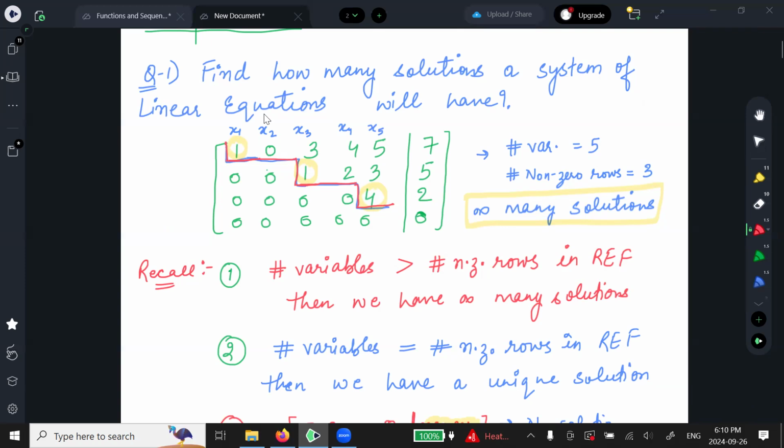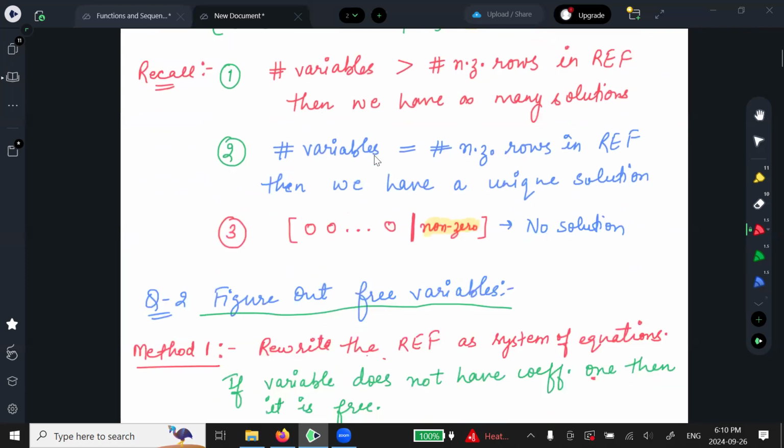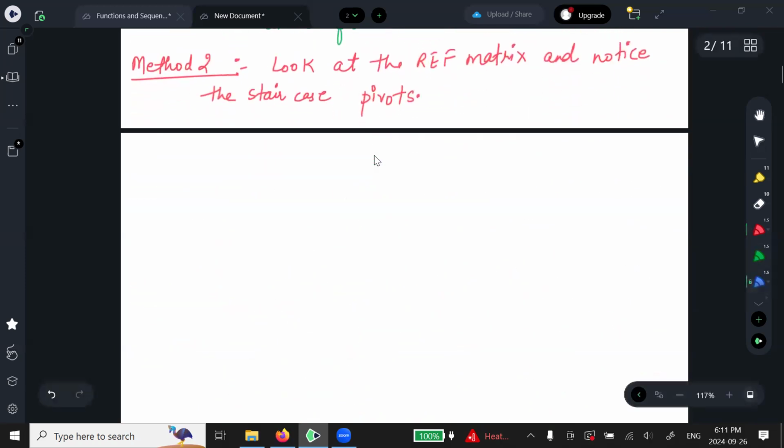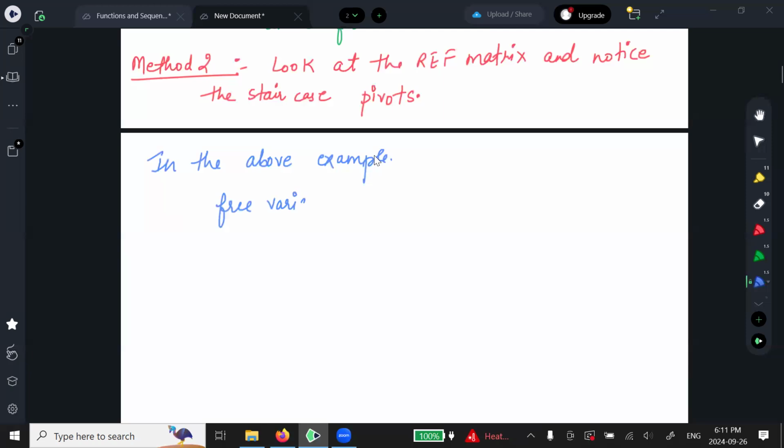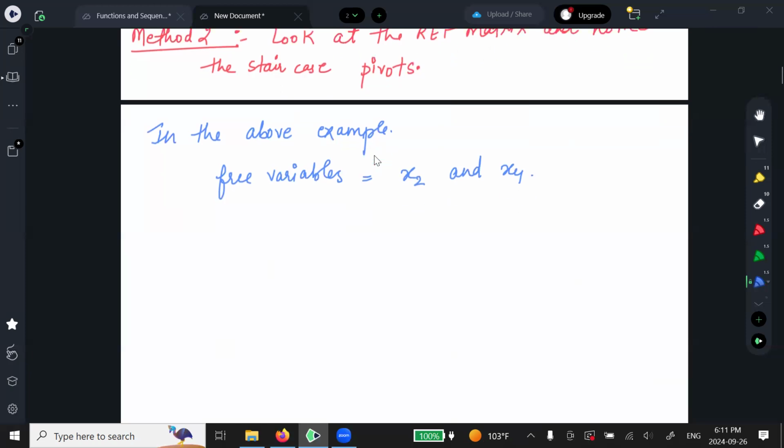So the free variables are the ones that do not have the pivot. So only x1 got a pivot, x3 got a pivot, x5 got a pivot. So in the above example, your free variables are x2 and x4. And you could also check when you would rewrite the equations, x2 and x4 will be the only variables without the coefficient 1. But I want to give you one more example.